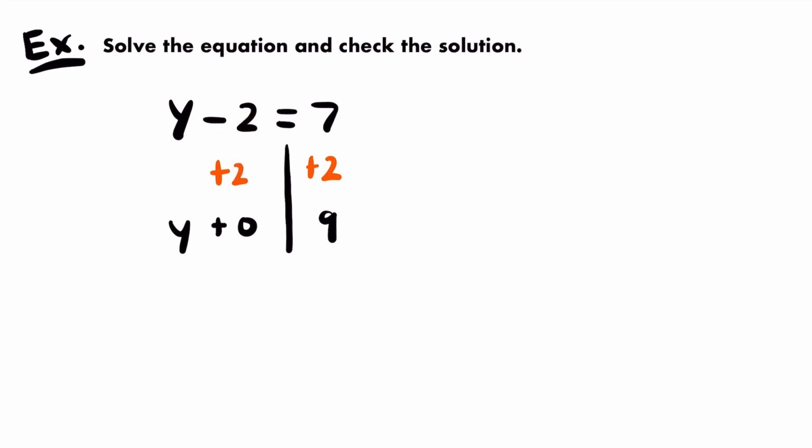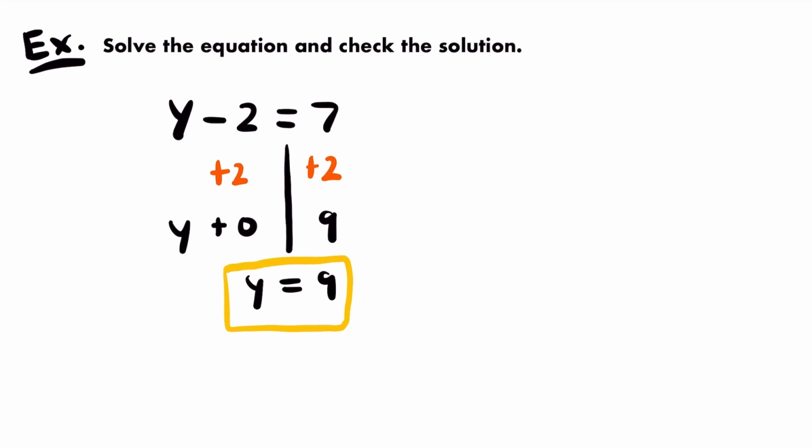Negative 2 plus 2 is 0, 7 plus 2 is 9, so we have y plus 0 on one side of the equation, and on the other side we have 9, which finally gives us y equals 9, because anything plus 0 is just itself. So we found a solution here, right? We're done. We have an equation of a variable equal to a constant, which will be the solution to this equation. And so let's check it.